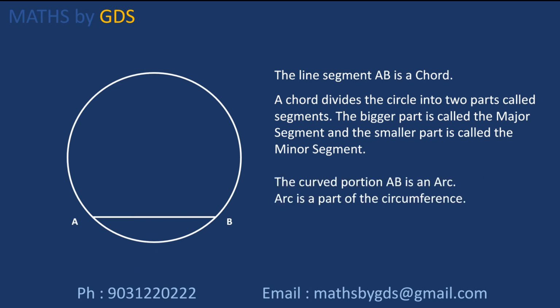Now the curved portion is called an arc. The curved portion AB is an arc. Arc is a part of the circumference. Now there are two arcs, AB the smaller one and AB the bigger one. So the smaller arc is called the minor arc and the major arc is the bigger arc. Like we can see in the diagram, the bigger curve AB is called the major arc AB and the smaller curve AB is called the minor arc AB.